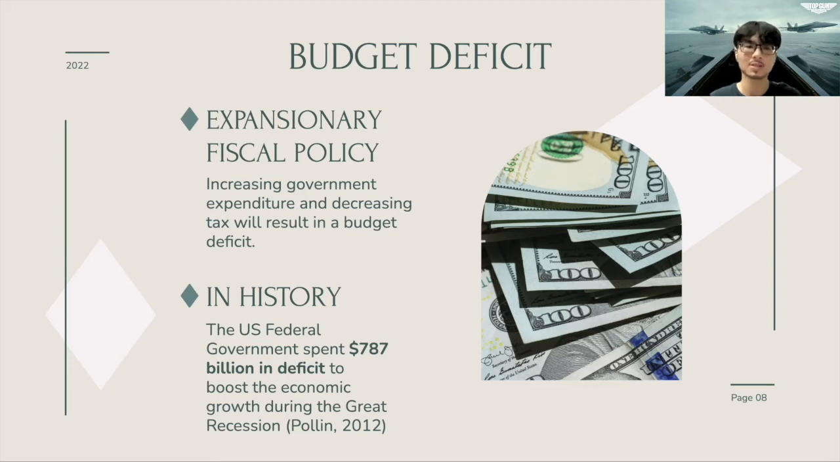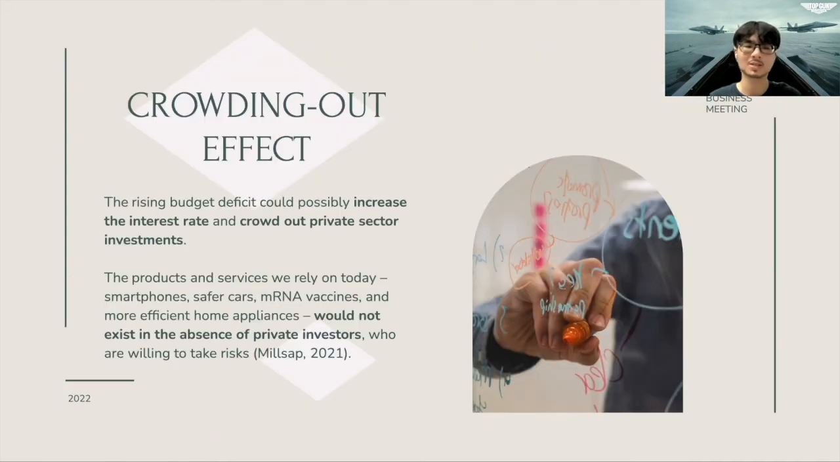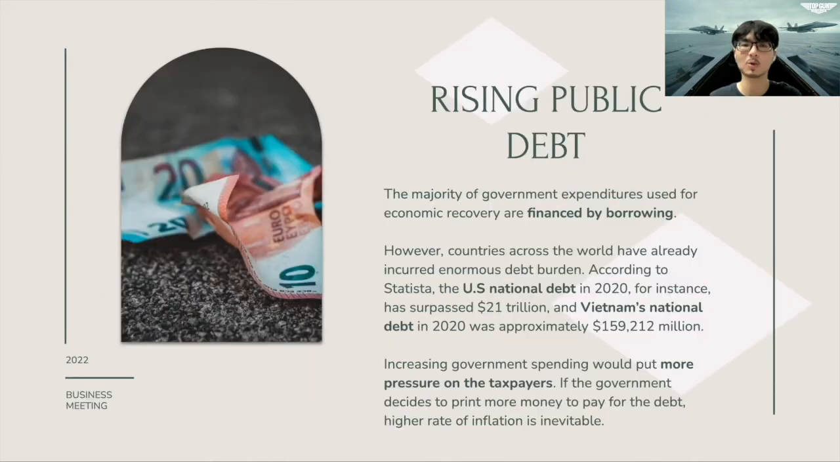In history, the US federal government spent $787 billion in deficit to boost economic growth after the Great Recession. Besides, a rising budget deficit could possibly increase the interest rate and crowd out or discourage private sector investments. However, private sector investment is the key to sustained economic growth and innovation in both developed and developing countries. The majority of products and services we rely on today, such as smartphones, cars, or vaccines, would not exist in the absence of private investors who are willing to take risks.